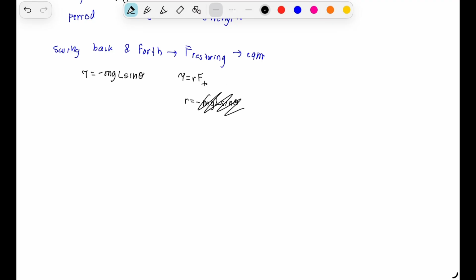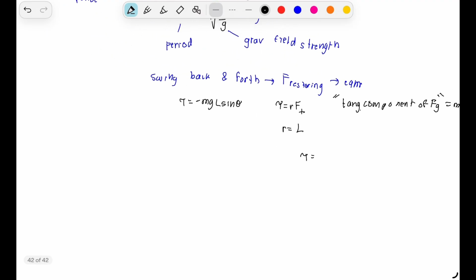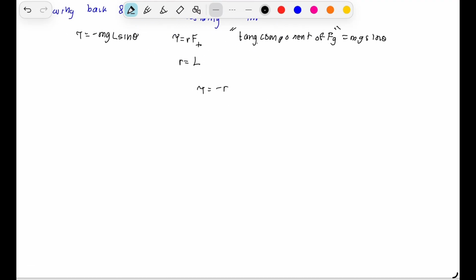So here, what you can do is you can say, oh, this was L. So let's sub in, instead of our r, we have our L. We have mg sine theta, so that's going to equal negative mgL sine theta.